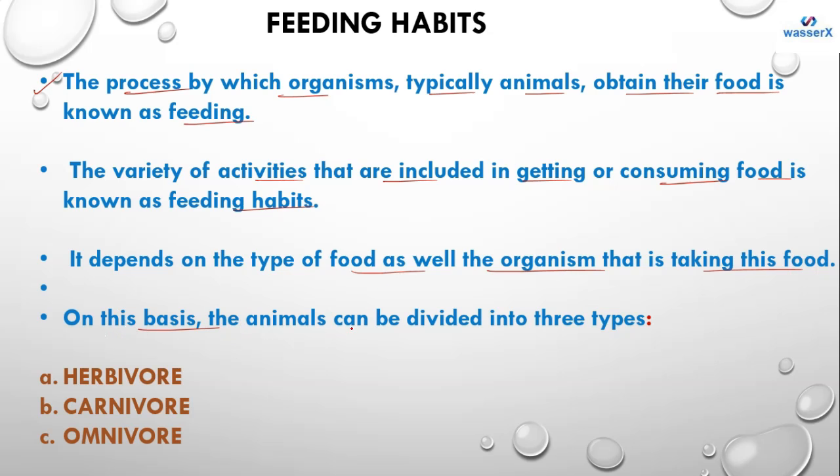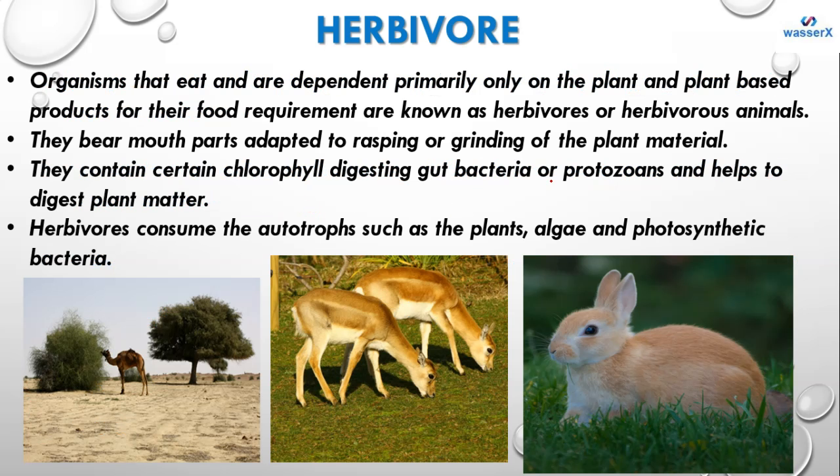Okay, on this basis we can say the animals can be further divided into three categories, and we call them herbivore, carnivore, and omnivore. So these are the categories of animals. First we'll be studying the herbivore. What do we call a herbivore? It is basically an organism that eats and depends primarily on plants and plant-based products for its food requirement. These are known as herbivorous animals.